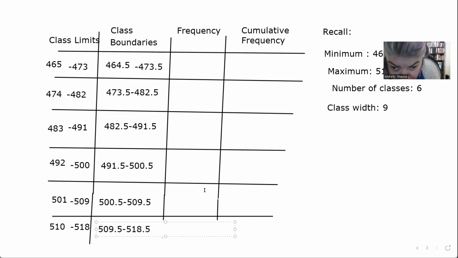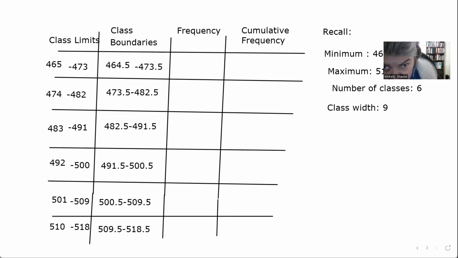Now, the next question I get asked is, how do I find this frequency? It's not given to me, I don't know. This is where a lot of students go in and count, and you're welcome to do that. You can count on the calculator if you like. So what I'm going to do is count all my numbers. I know it starts at 465. I'm going to count for this first class the numbers on my list between 465 and before 474, so up to 473. I'm going to count how many there are.